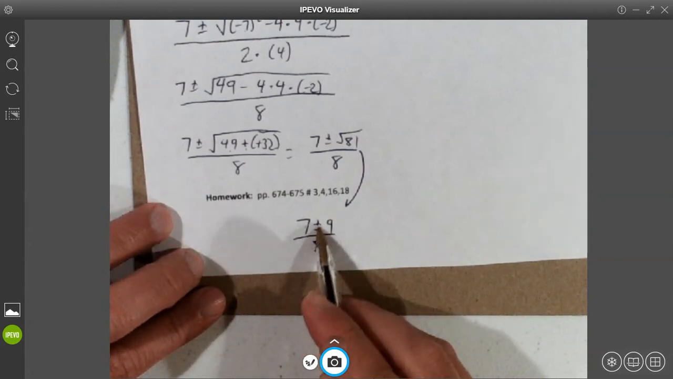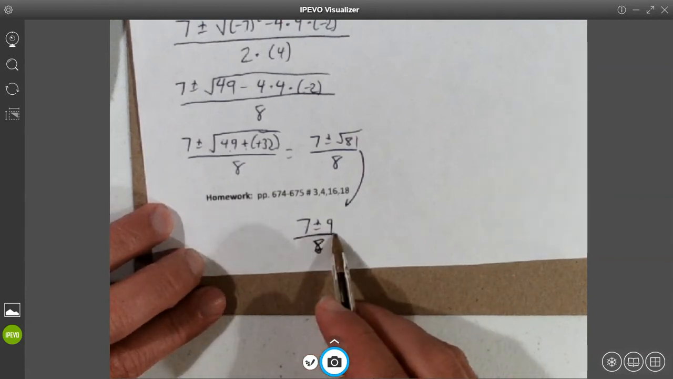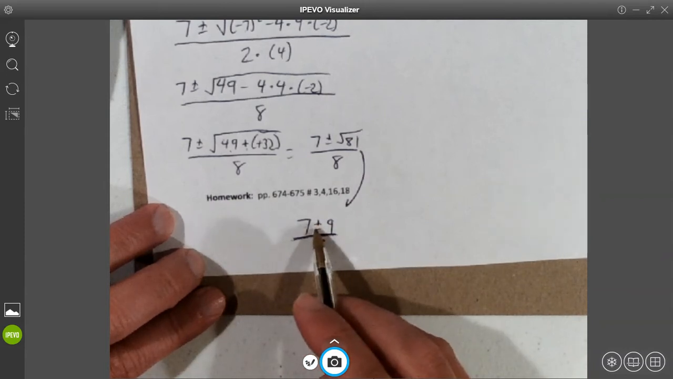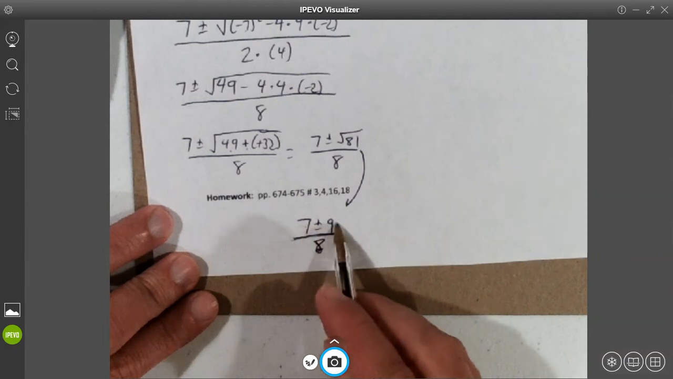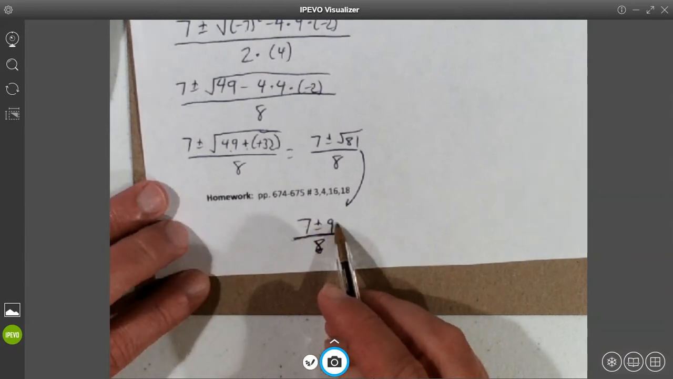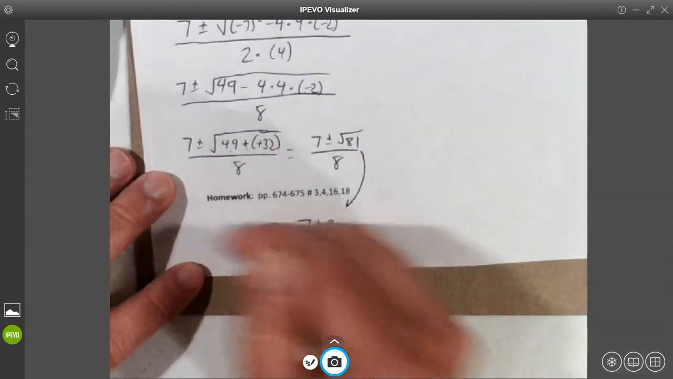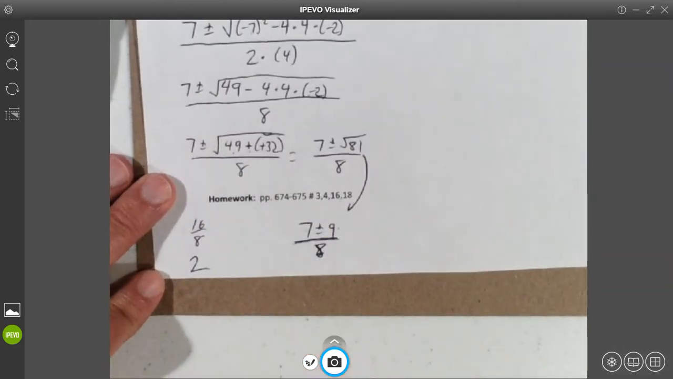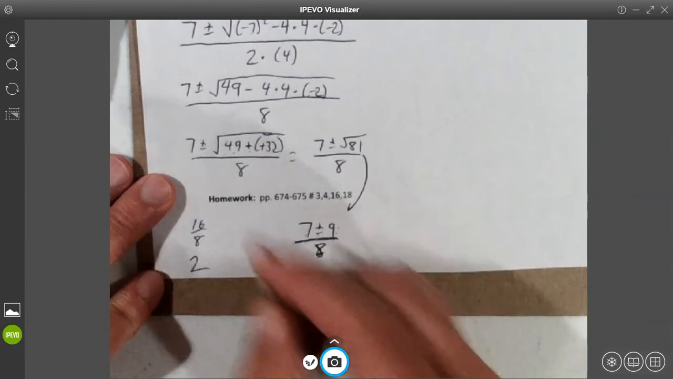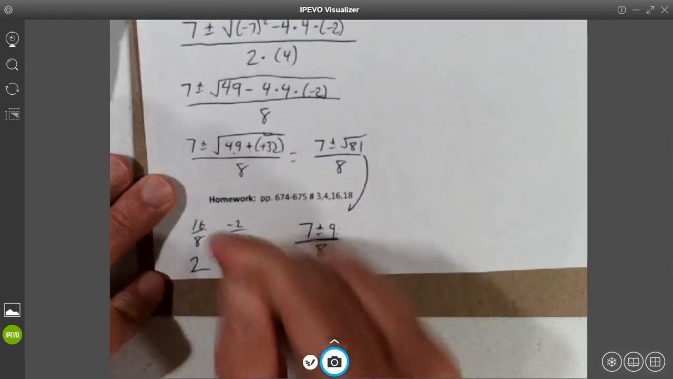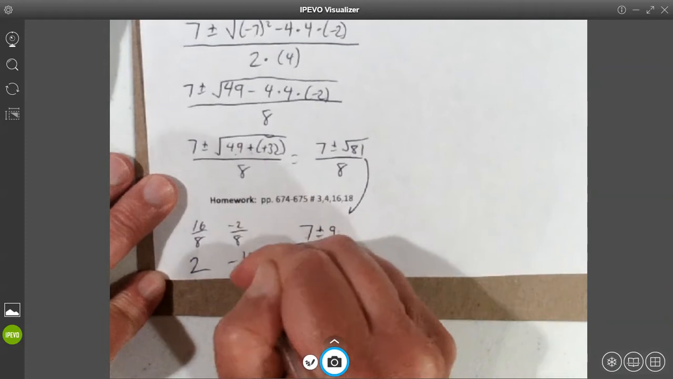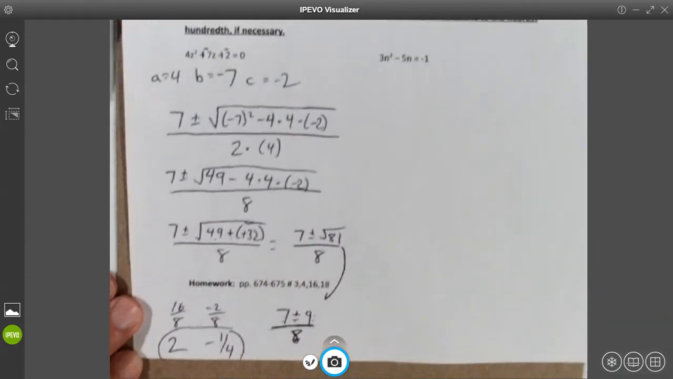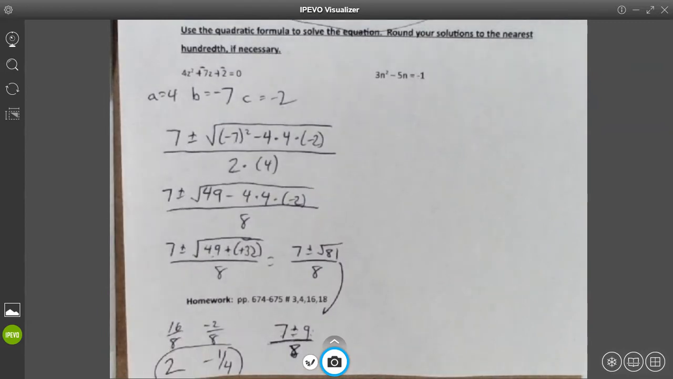Now again, you want to do this. This division bar is a grouping symbol. So you want to do the stuff up top first. So it's 7 plus 9, and hit your equals button on your calculator. You should get 16, and then divide by 8. That gives me one answer of 2. And then 7 minus 9, that's -2 divided by 8, -1/4. So there are my 2 solutions to that quadratic equation.